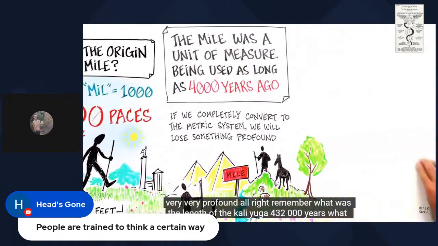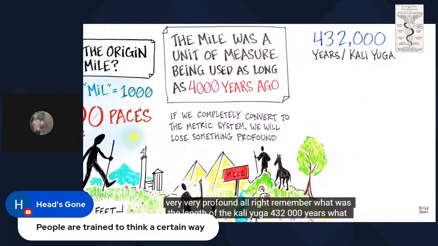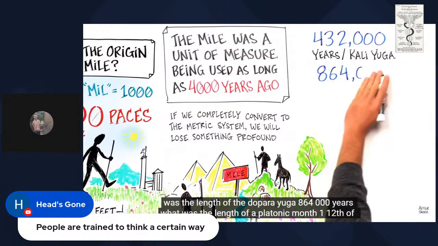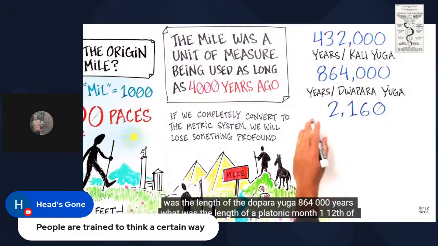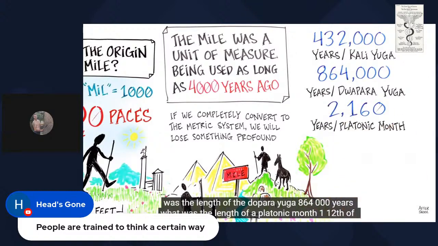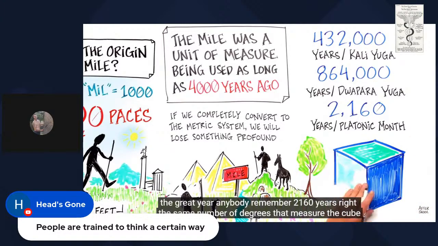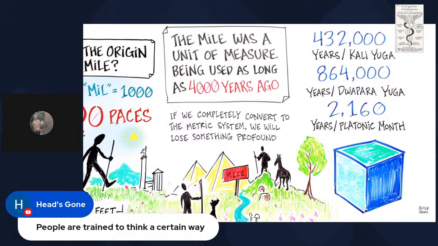All right, remember what was the length of the Kali Yuga? 432,000 years. What was the length of the Dwapara Yuga? 864,000 years. What was the length of a Platonic month, 1/12 of the great year? Anybody remember? 2,160 years, right? The same number of degrees that measure the cube.